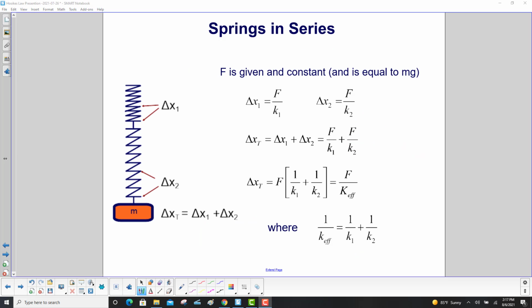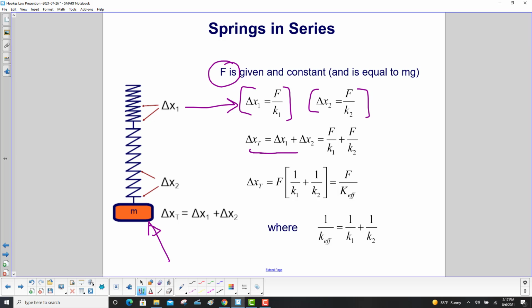Now we're going to make an assumption that these springs are perfect springs and they're not adding any other force to the system in the downward direction. So we'll say that the force from this mass is constant and is equal to mg. So here's the first spring, right? That stretch is the force over k1. And for delta x2, same force, so that will be F over k2.